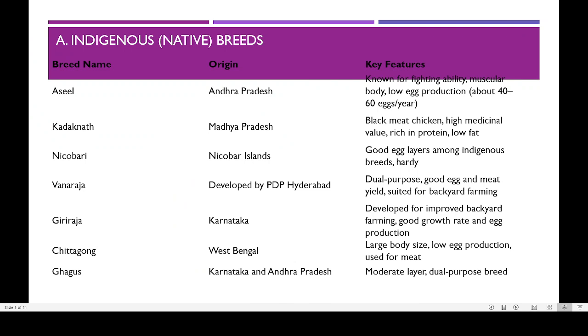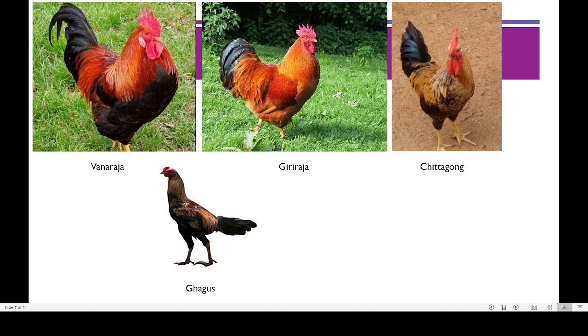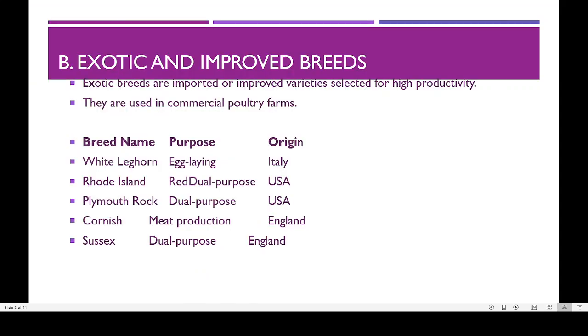Then finally Ghagus, present in the Karnataka and Andhra Pradesh region, and they are moderate layers. Layer means they produce only enough eggs. So it is a dual purpose breed. Dual purpose means they can be used as meat chicken or as egg laying chicken. That is known as Ghagus. So these are the seven different indigenous breeds popularly available in India. Other than that, we also have exotic breeds.